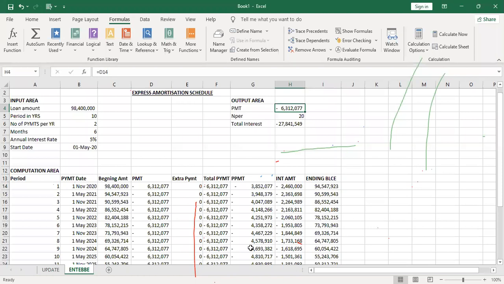So part D, let us do part C, copy the information. Please help me with the beginning balance and ending balance. Let us first finish. We shall come to that.